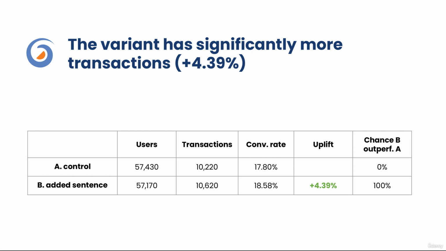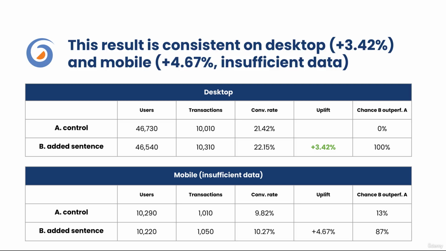The title of the slide should give a summary of the data. So in this case, the variant has significantly more transactions. There was an uplift of 4.39%. Next, you can show the data for the different devices when applicable.